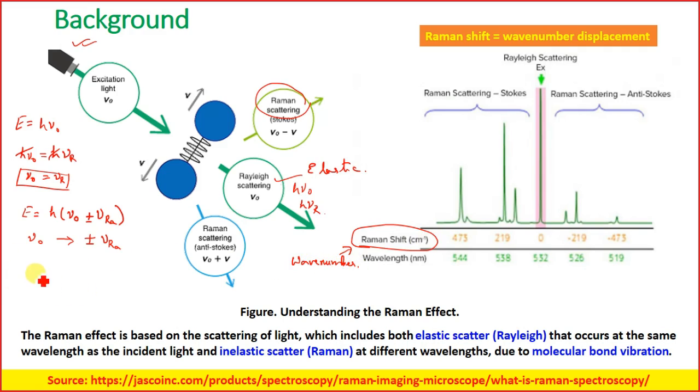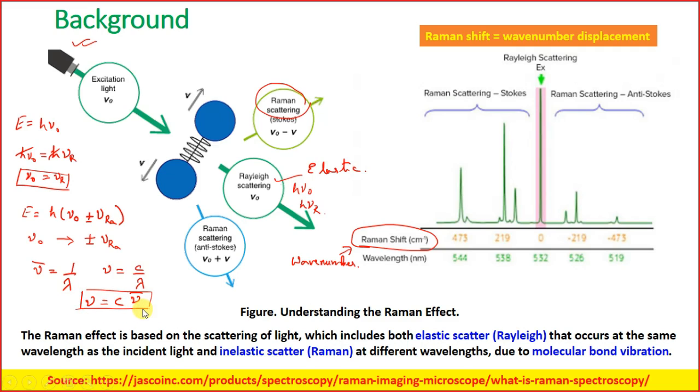So what is wave number? Wave number is nothing but 1 by lambda, whereas frequency is equal to c by lambda. If we find the relationship between the frequency and the wave number, it becomes frequency is equal to c into wave number.